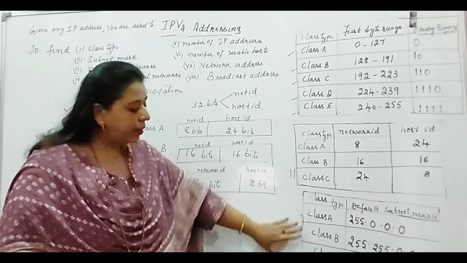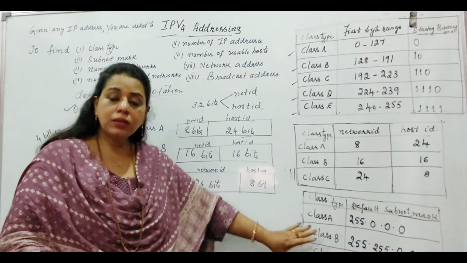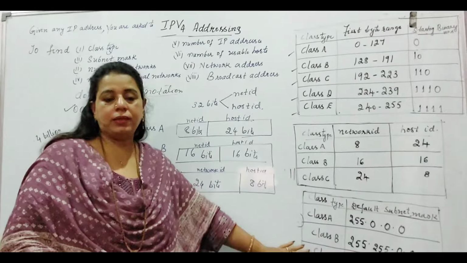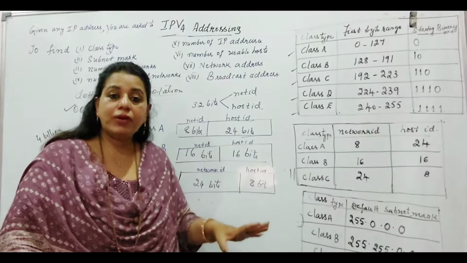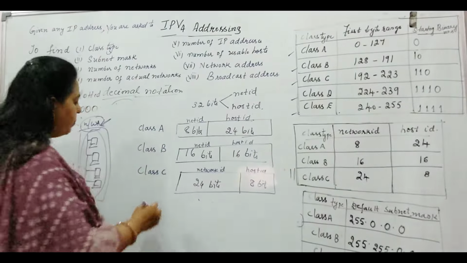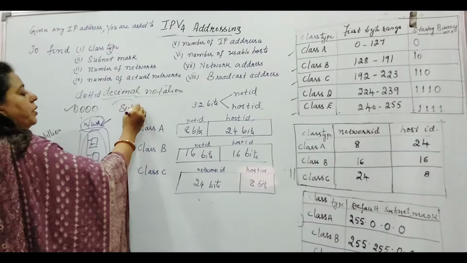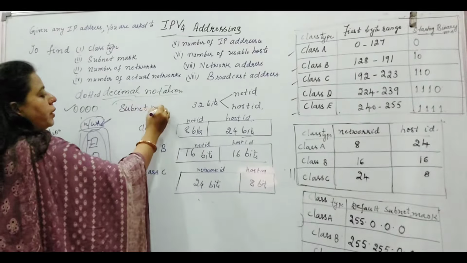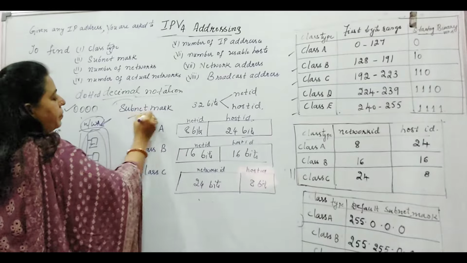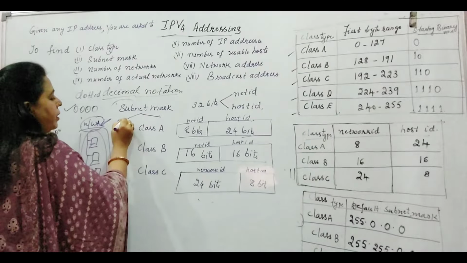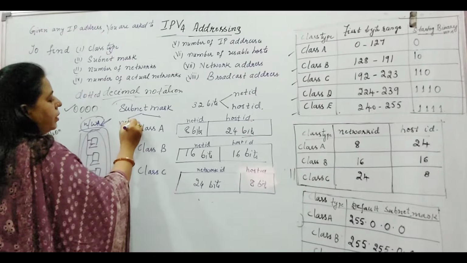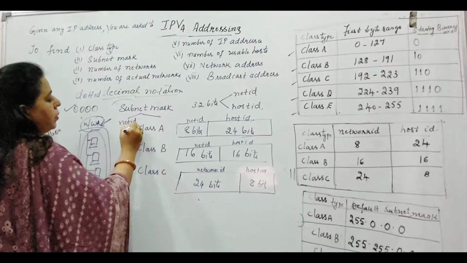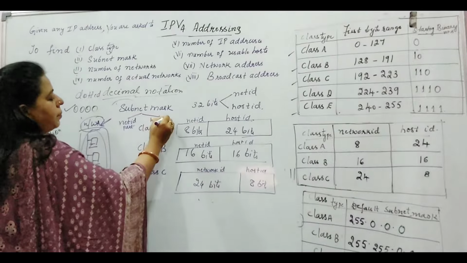Now apart from that, you should remember the subnet mask for each of these classes. Since you are using class A, class B, class C, what are the subnet masks? And first of all, what is a subnet mask? A subnet mask is a 32-bit number which is going to clearly distinguish between the network ID and the host ID. You will clearly get to know the network ID part and the host ID part from the subnet mask.